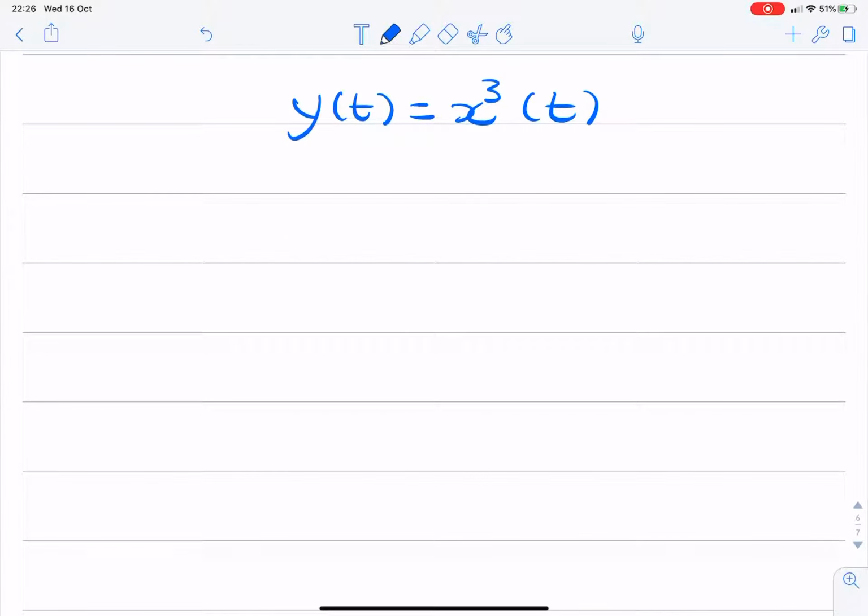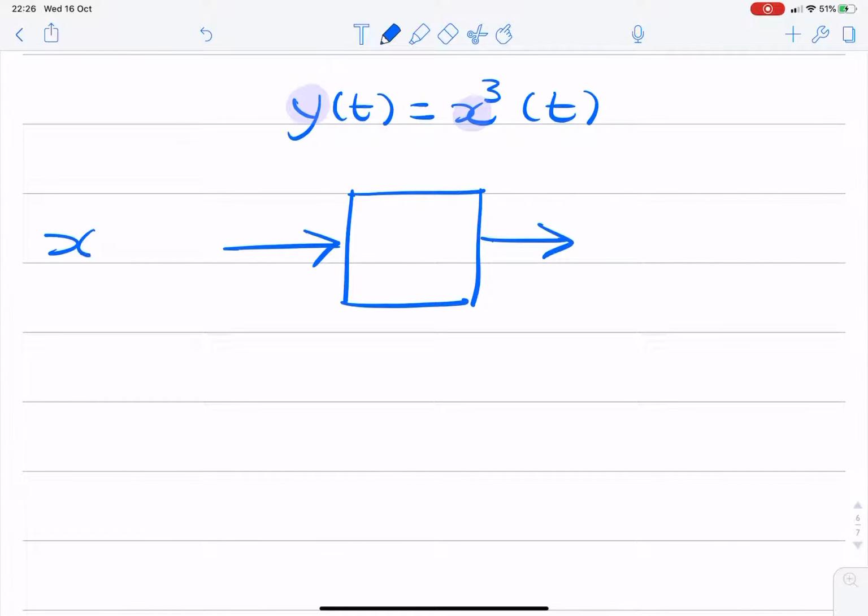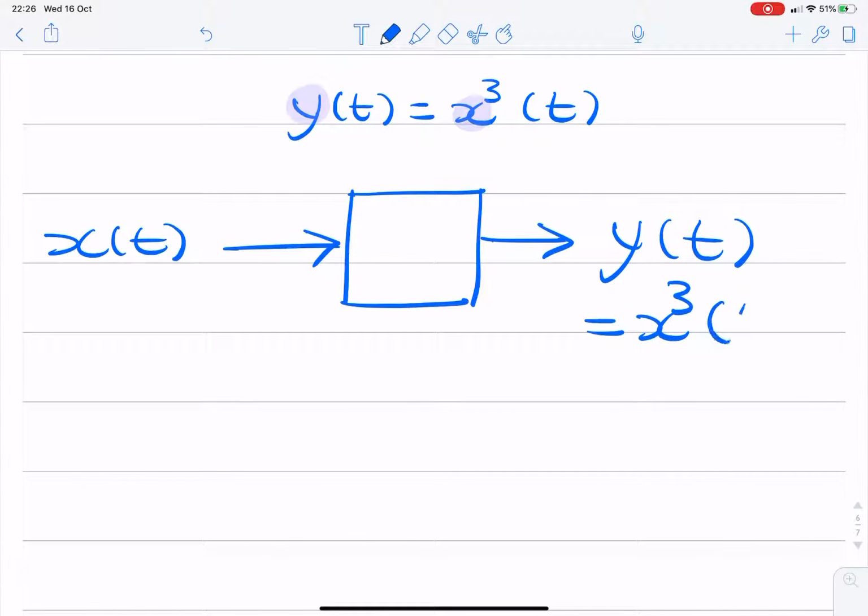So this question involves two variables, x and y. And x is manipulated by some system. So if you imagine that you have some system with an input and an output, x of t is your input and y of t is your output. Then the question is telling us that y of t is x of t cubed.